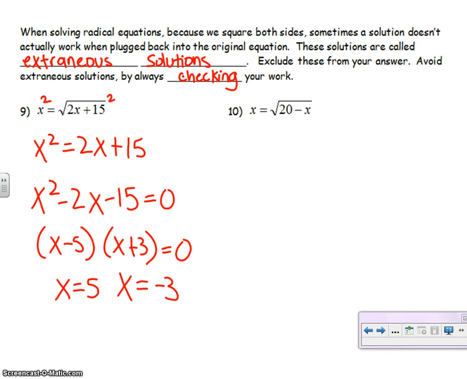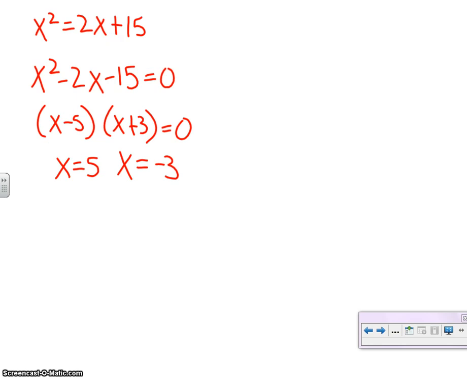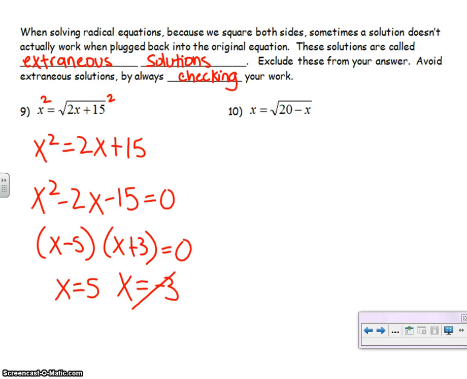All right, what we're going to go ahead and do now is we're going to show our step where we check it. Actually, we'll do that tomorrow. We're going to end up crossing off x is equal to negative 3 because that's going to be our extraneous solution. And we'll go ahead and talk about that in class on Monday as to why that needs to be crossed out.